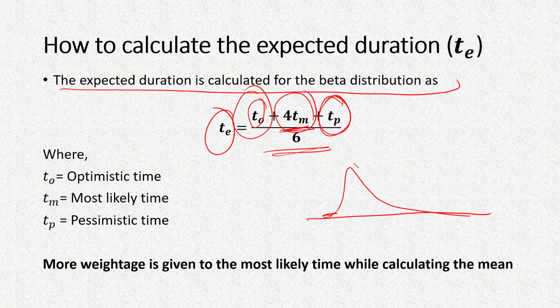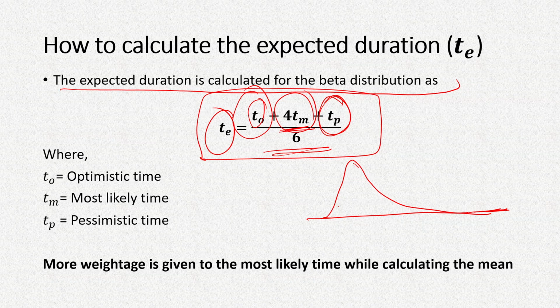Now, why is it 4, why not 3 or 5? I do not have a clear idea. So if you can find somewhere why it is exactly 4 and not 5 or 6 or 3, you can try it and let me know. It is this formula that you may have to remember, by which we find out the expected duration of an activity.